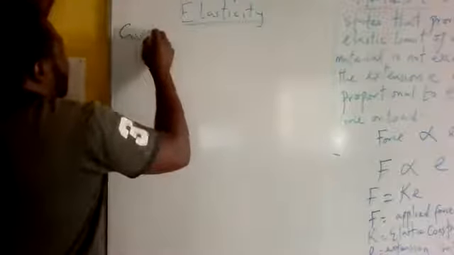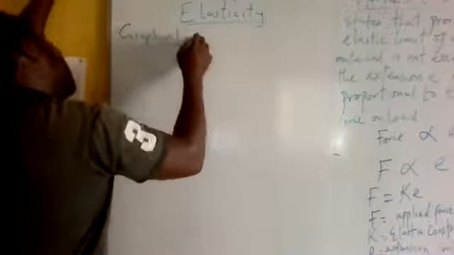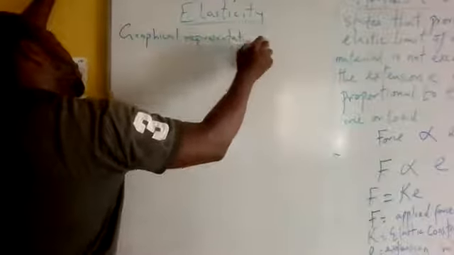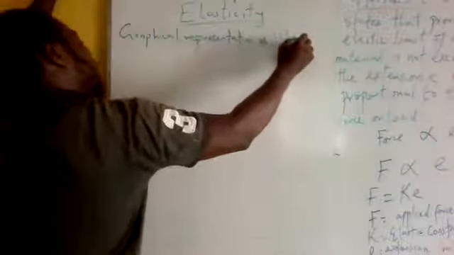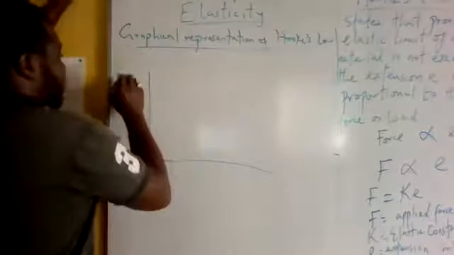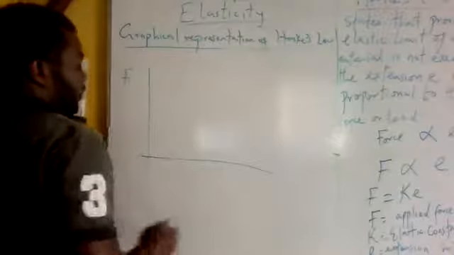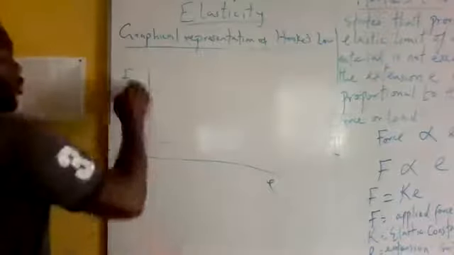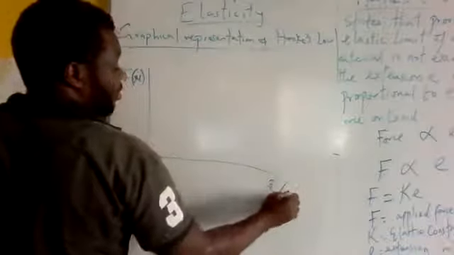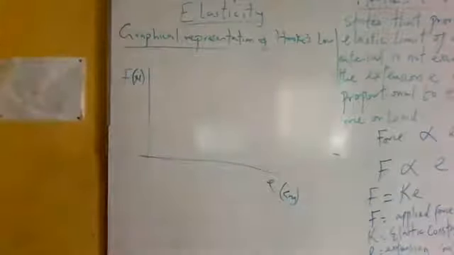The graphical representation of Hooke's law. Now, if you look at this graphically, this is F, this is extension. This is your F, that is, your load in newtons, and this is extension in centimeters. That is the more practical unit to use, centimeters.